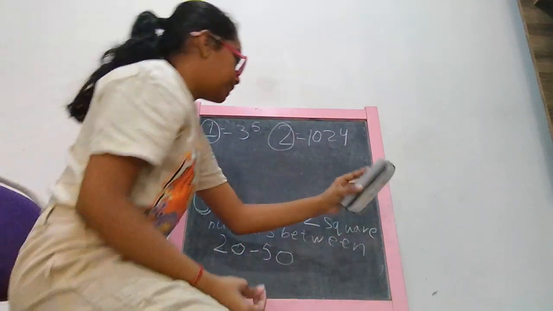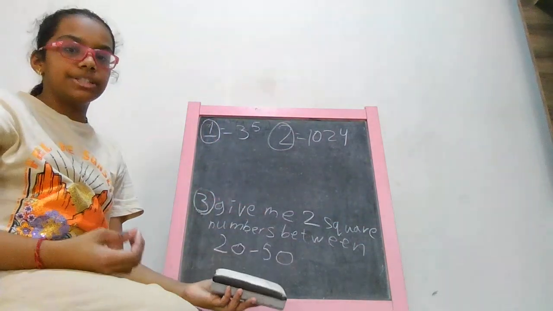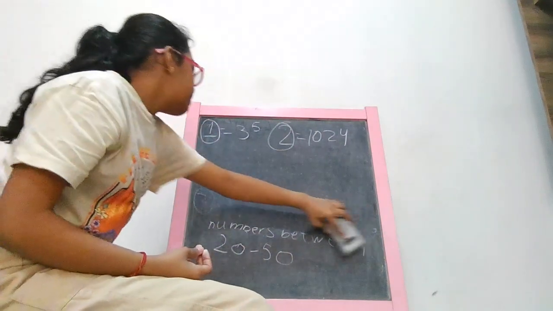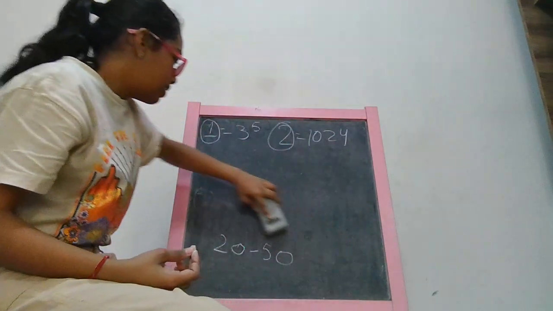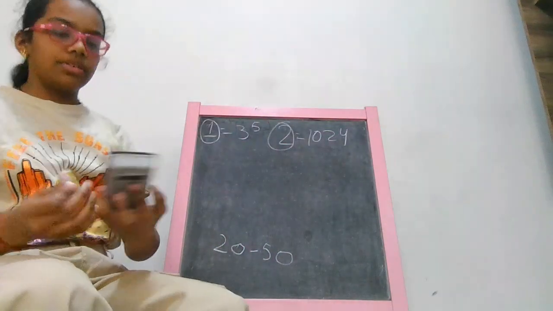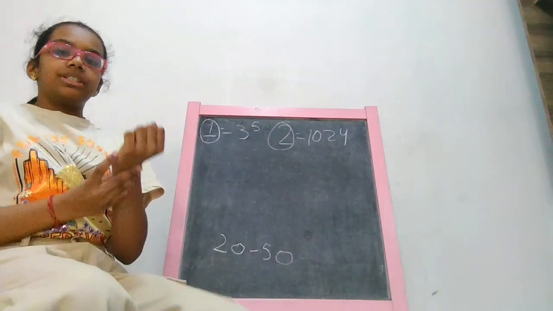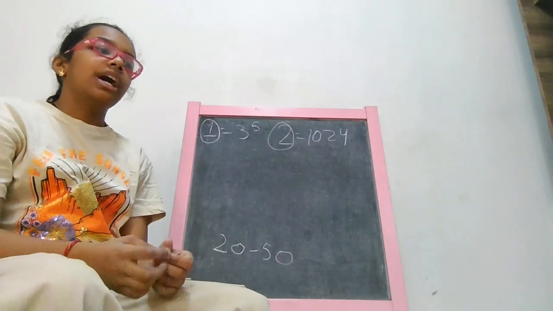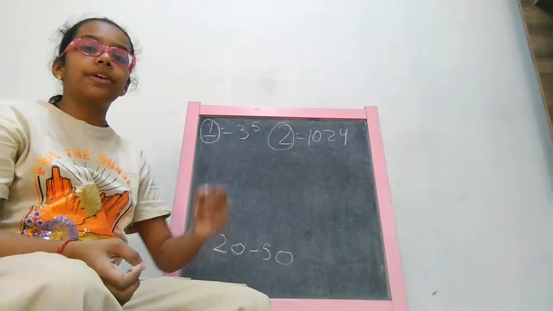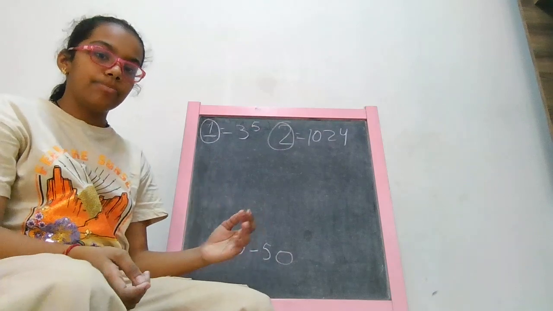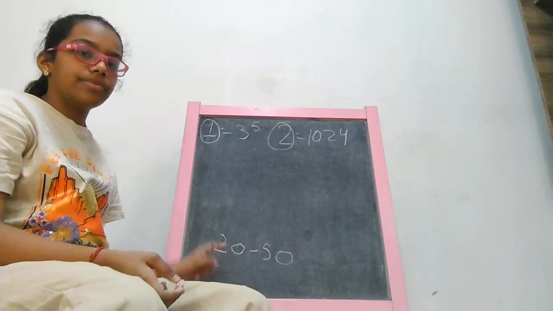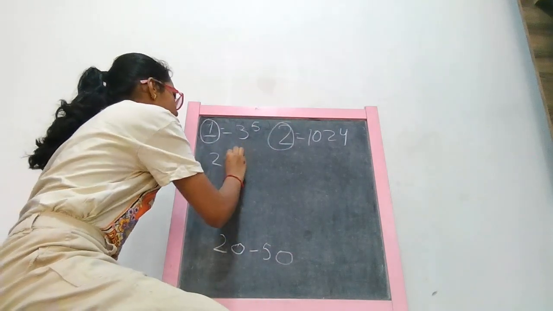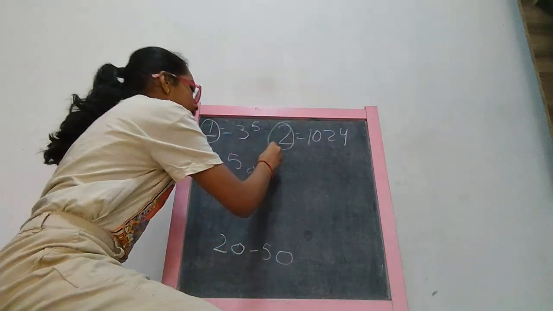Okay, first we think of 20 to 50 square numbers, 2 square numbers only. Let's erase this part. Now let's do it. Since from the previous examples that I showed you, I think you might remember that 5 squared is 25, right? That's the first squared number after 20. So one of the numbers could be 25 and then the next number could be 36.